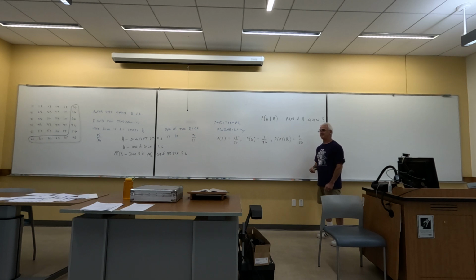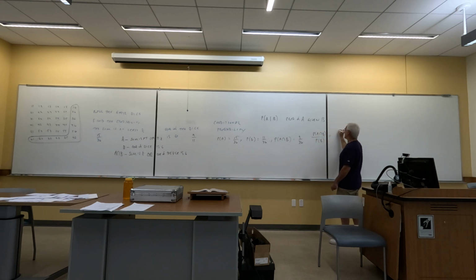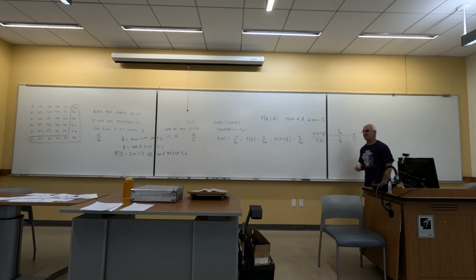Probability of A and B over probability of B. It looks like if I took the probability of A and B together divided by the probability of B, that would give me 9 over 36 over 11 over 36, and that's my answer. It turns out that is the formula.